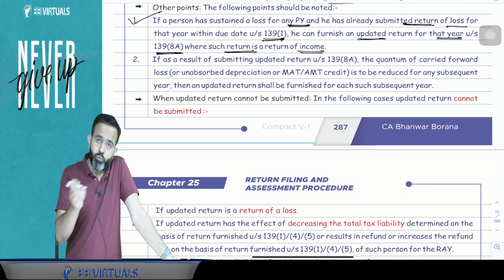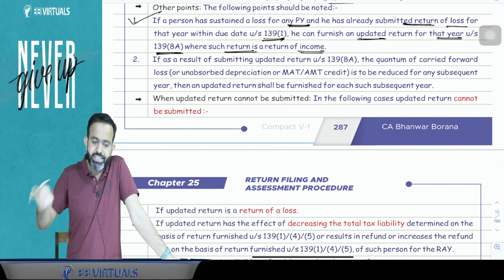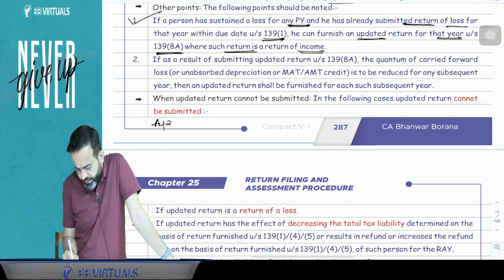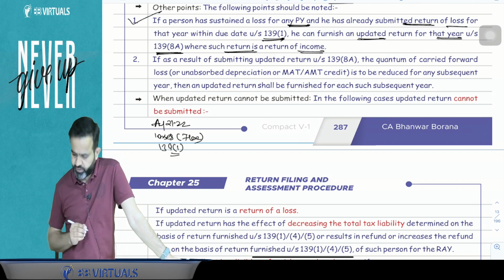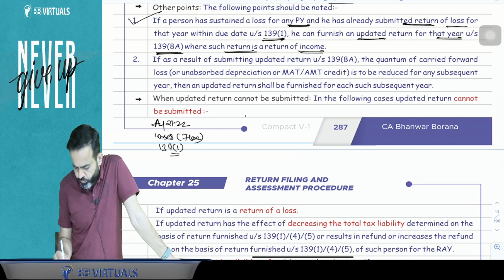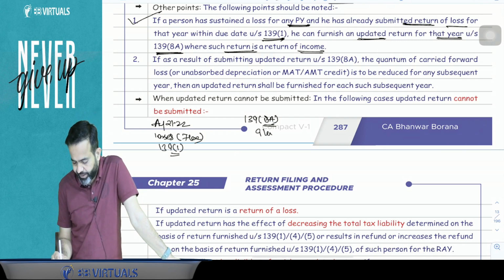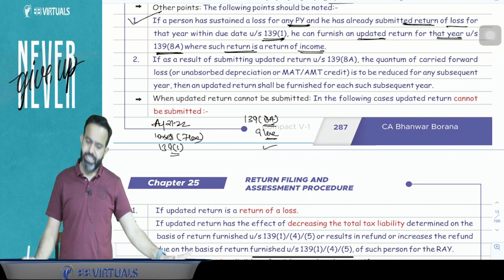But if you wish to file the updated return for that year, then you have to file the return of income. I can take an example. For assessment year 21-22, suppose you declared losses of 7 lakh rupees and you filed the return under section 139(1), you can carry forward the losses. Now, if you wish to file the return under section 139(8)(a), then you have to file the return with income. Suppose you declare income of 9 lakh rupees here, can you file the updated return for that year? Answer is yes.